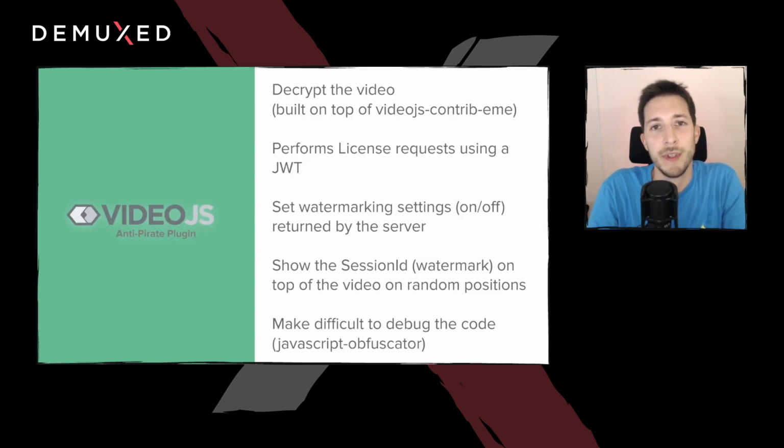Then we implement the VideoJS anti-piracy plugin adapted to the previous backend. This plugin can decrypt the video using the encrypted media extensions of the browser. In fact, we built this on top of the VideoJS Contrib encrypted media extension plugin. It also performs license requests using JWT provided by the backend, enables or disables the watermark depending on the license response, and shows the session ID as watermark on the top of the video on random positions.